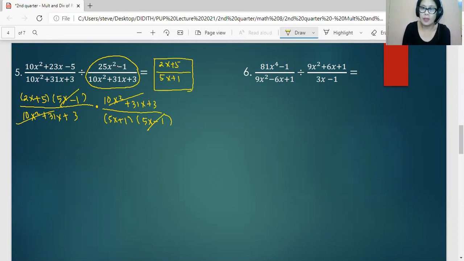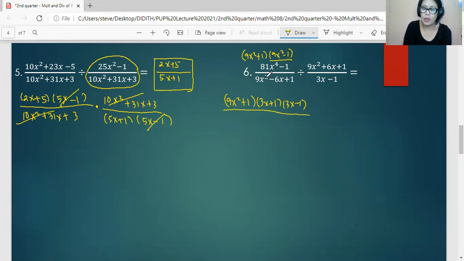Okay, for number 6, it's still division. So we will factor 81x to the fourth minus 1. And this is the difference of two squares. So we have 9x squared plus 1. The other one is 9x squared minus 1. Take note, class, that this is still factorable. So we will write all the final factors of the first numerator here. And the factors of 9x squared minus 1 are 3x plus 1 and 3x minus 1. So these are the final factors of the first numerator all over.